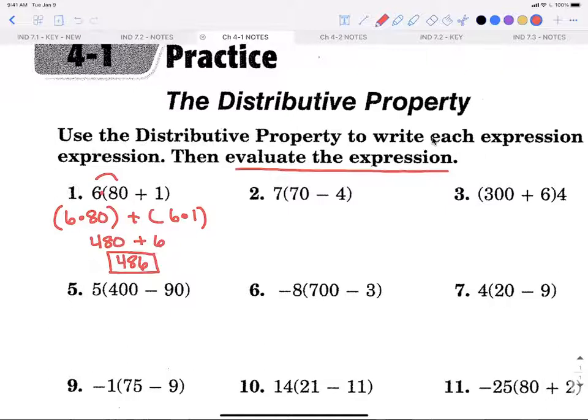In chapter 4, we're going to be talking about expressions and equations. Does anybody know what the difference is? What's an equation have that an expression does not? Anybody want to take a guess? Yeah, an equation has an equal sign.